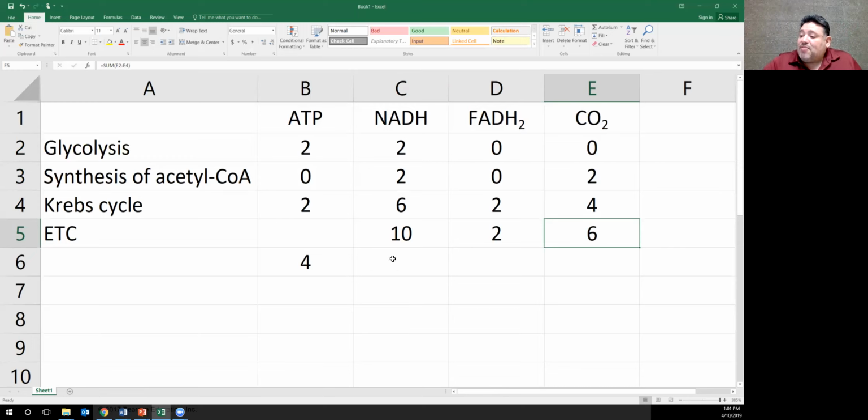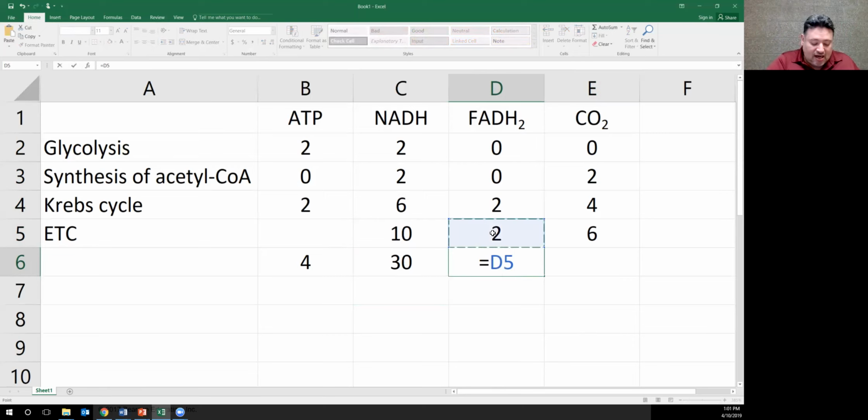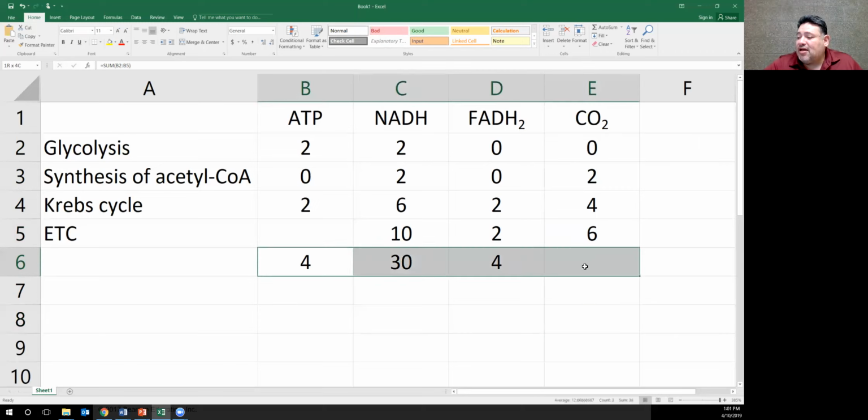So to calculate ATP, we're going to say, okay, 10 NADH times 3 ATP, that's 30. For FADH, it's going to be 2 FADH times 2 ATP. That gives us 4. The CO2, we don't care. It was very cool. We found out that we had 6, but that doesn't give us energy. Now we're going to add it all across to get a total. We're going to get a total over here, and we come up with 38. Okay?